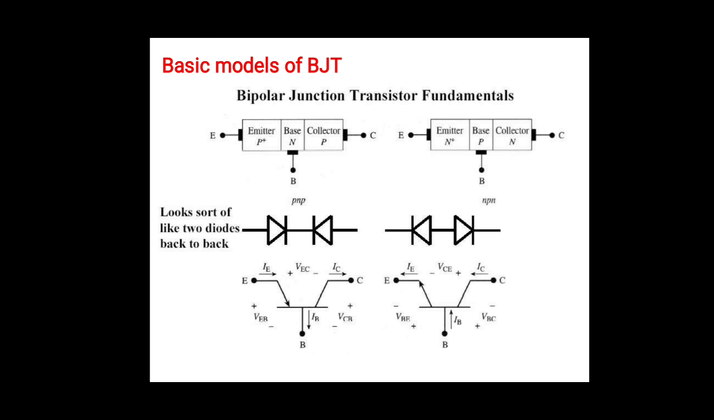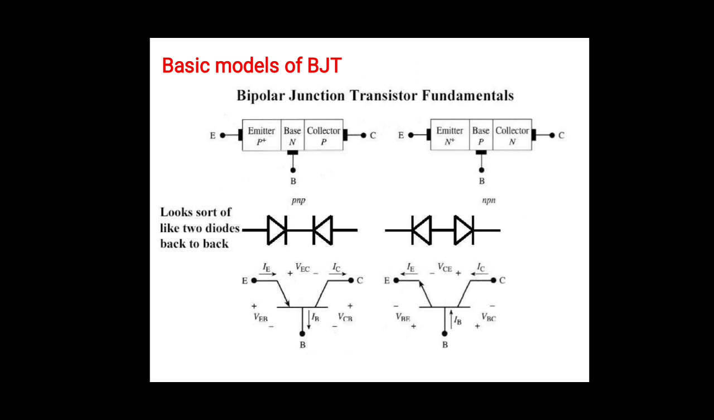So see, this is the construction of the NPN and PNP transistors. In the first diagram, this is the PNP symbol, with the emitter, base, and collector. Two diodes are connected cathode to cathode, so we get the PNP transistor.